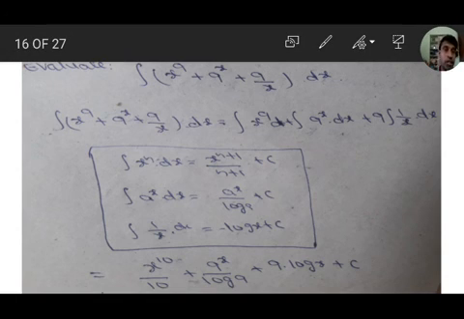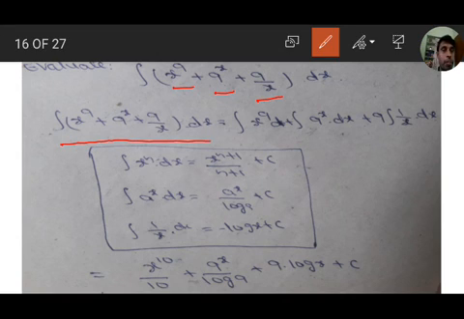Evaluate integration of x to the power of n plus 9 to the power of x plus 9 by x, dx. Here also there is a sum of three functions: first function, second function, third function. Therefore, by property.